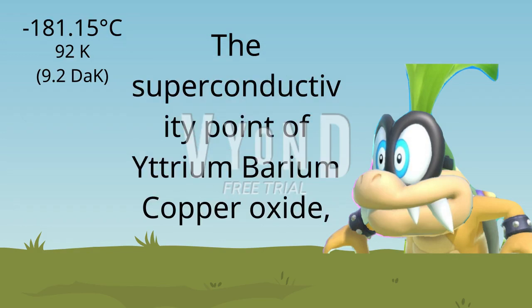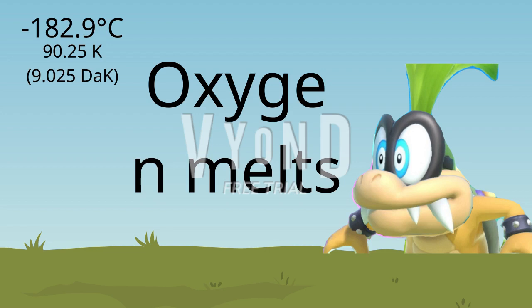The superconductivity point of yttrium barium copper oxide, a compound containing one yttrium atom, one barium atom, one copper atom, and one oxygen atom, is -181.15 degrees Celsius, or 9.2 decakelvins. That's 92 Kelvin. The oxygen, a gas that is the third most abundant in the universe and the most abundant in the Earth's crust at atomic number 8, became a liquid at -182.9 degrees Celsius, or 9.025 decakelvins.